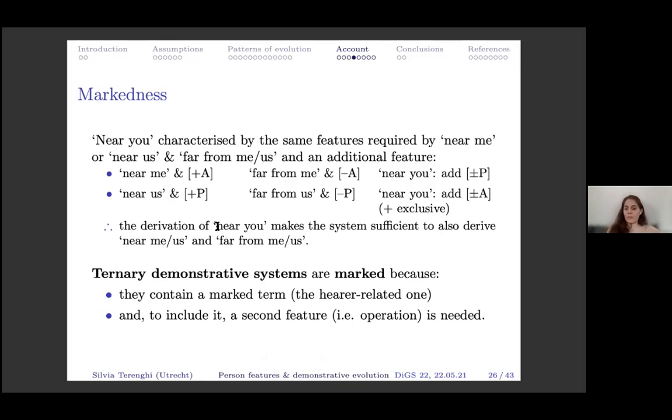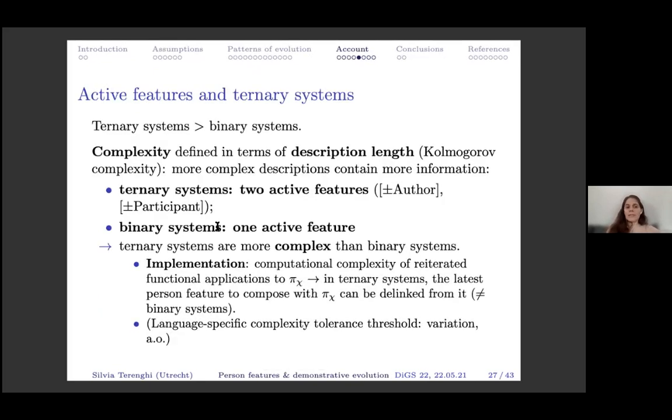So if we take complexity to be defined in terms of description length, such that more complex descriptions contain more information, then the definition of ternary systems by means of an additional feature makes them more complex than binary ones. And because of additional complexity, due to the reiteration of functional applications to pi high, the latest person feature to compose with pi high can be lost, leading to binary systems.